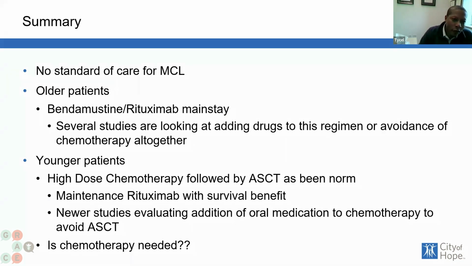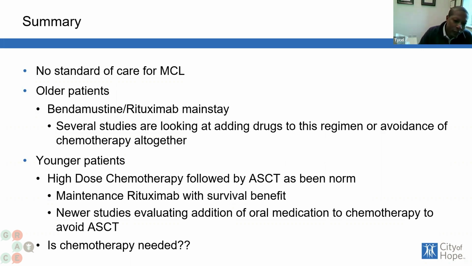So just to summarize our treatment in frontline mantle cell lymphoma, there is no standard of care currently. Older patients are typically treated with bendamustine and rituximab. There are several ongoing studies looking at adding additional drugs to this regimen or avoidance of chemotherapy altogether, which we did not get into, but does emphasize the expectation patients should have that if there are clinical trials available, clinical trial participation is something that you really should look into if you have mantle cell lymphoma, because if we don't have a standard of care, that typically does mean that we are still needing to make improvements in our current regimen.